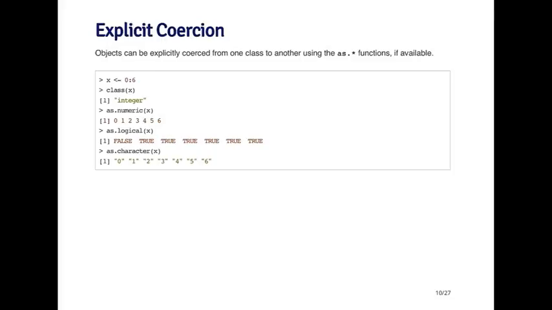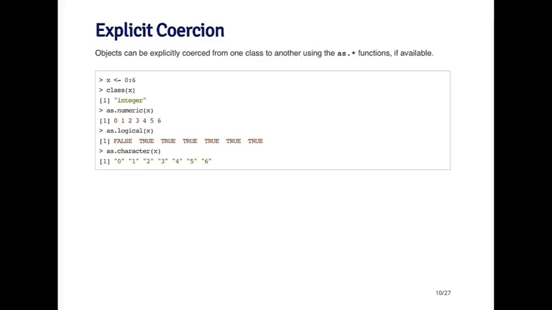In the previous slide we talked about implicit coercion that occurs behind the scenes, but you can explicitly coerce objects from one class to another using functions that usually start with the word as. For example, if you want to convert something to a numeric, you can use a function called as.numeric. And if you want to convert something into character, you can use the function as.character.